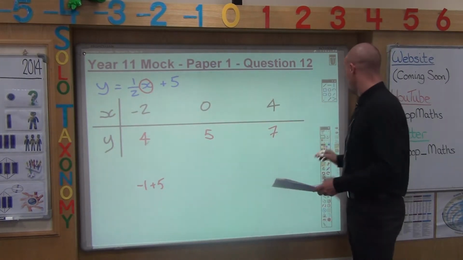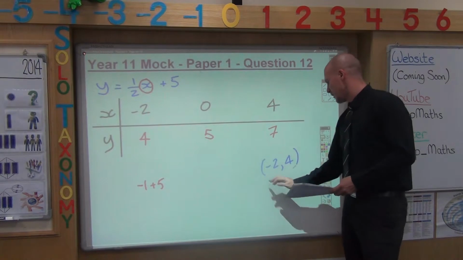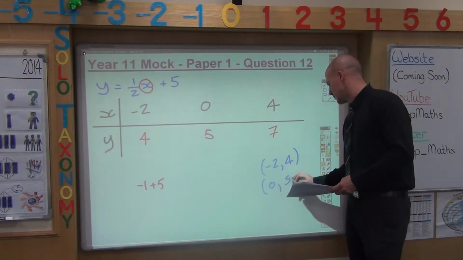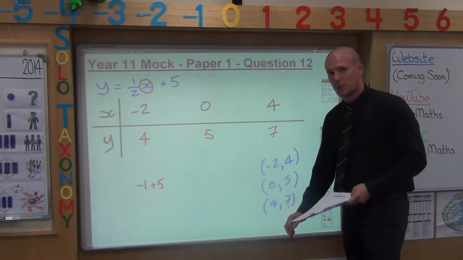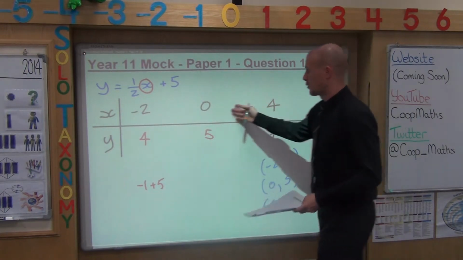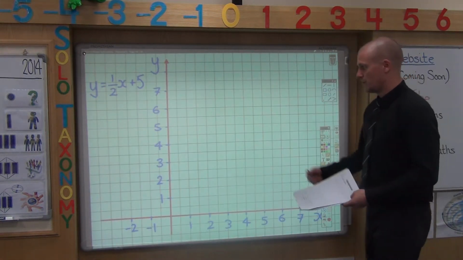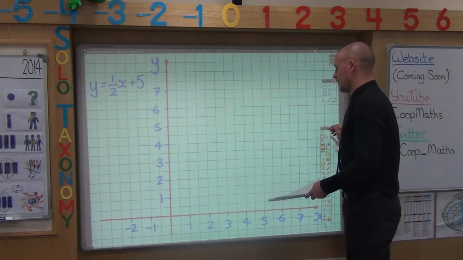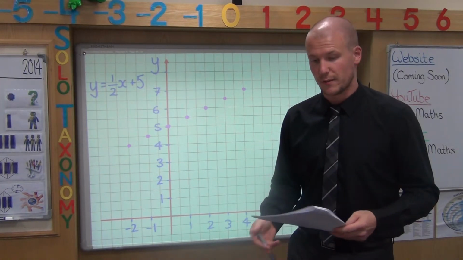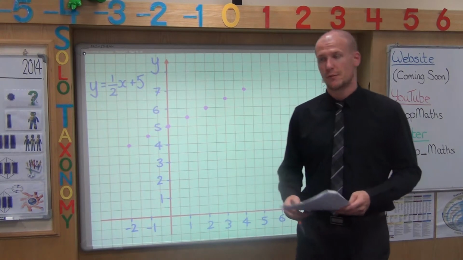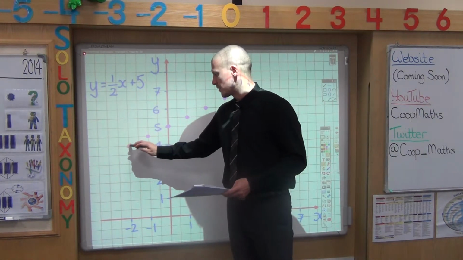All we have to do now is plot these points. So we have -2, 4, 0, 5, and 4, 7. Plot those points onto your graph, or any other ones you've got in between, and draw the straight line in. So that was our blank graph. When I did this myself, going through it, I put the values in for everything between -2 and 4. It wouldn't matter if you just used the values that we calculated there.